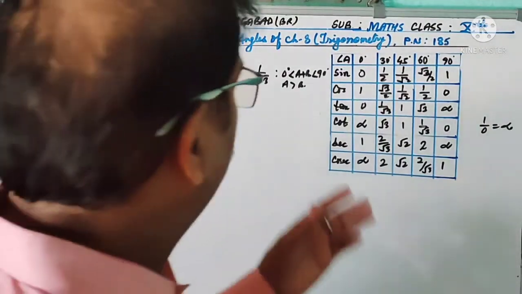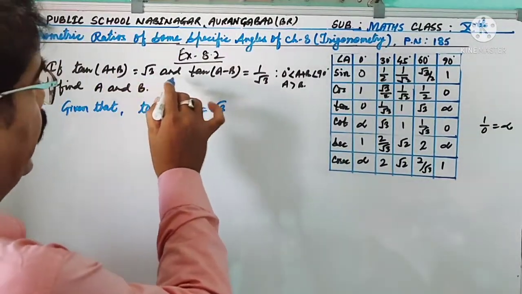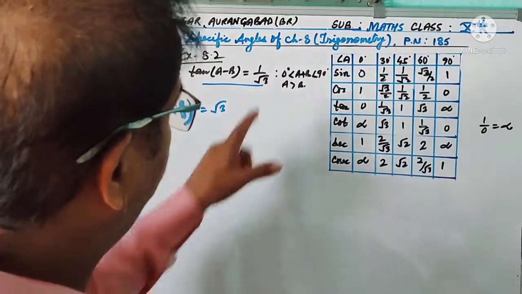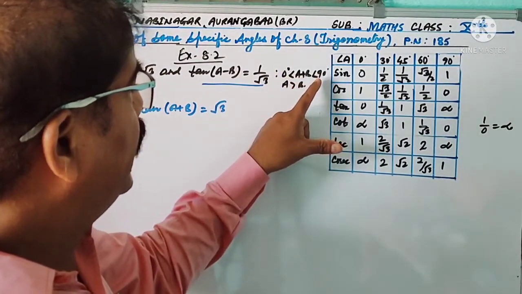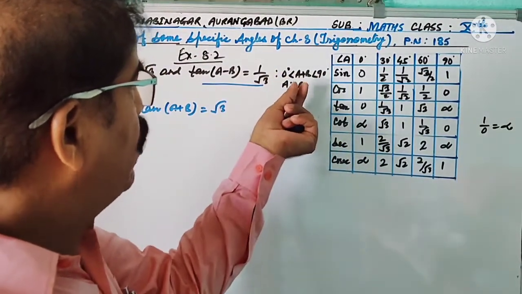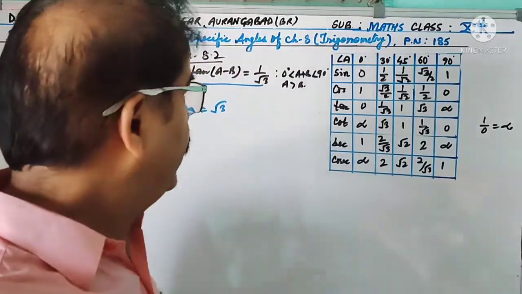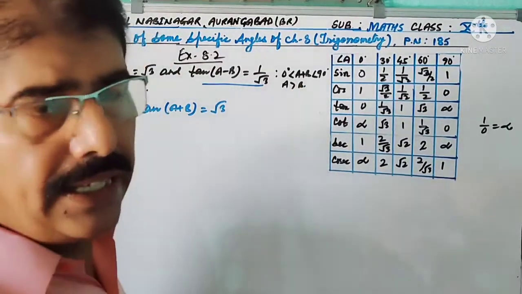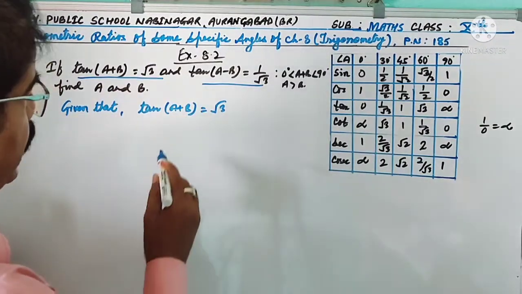Dear students, your question 3 is: tan (A plus B) equal to root 3 and tan (A minus B) equal to 1 by root 3, where 0 degree is less than A plus B less than 90 degree. That means the value of A plus B lies between 0 and 90 degree, and A is greater than B. So find angles A and B. Given that tan (A plus B) equal to root 3.